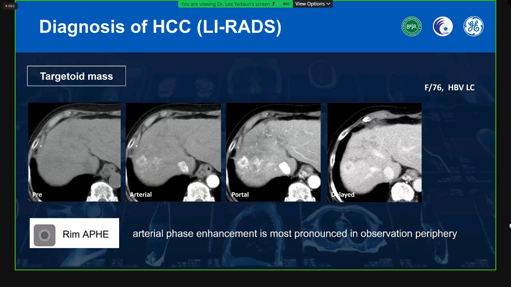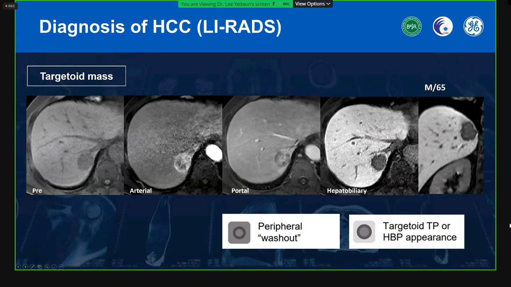Let me show you cases showing targetoid mass. On CT, the mass shows thick peripheral rim enhancement on arterial phase, and this doesn't show the washout on portal and delayed phase, rather shows the central enhancement on delayed phase. On this MRI, the mass shows peripheral washout on portal phase and targetoid appearance on hepatobiliary phase. So you can see the hypointense rim in the periphery with milder hypointensity in the center.